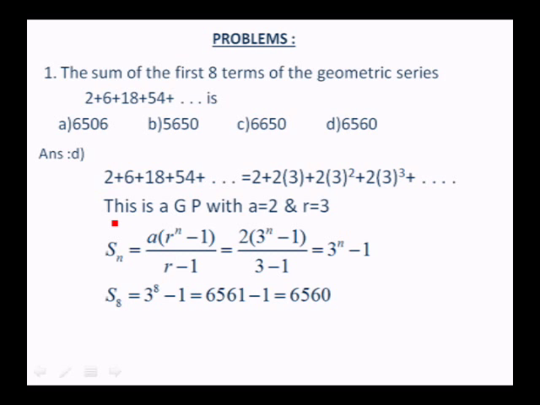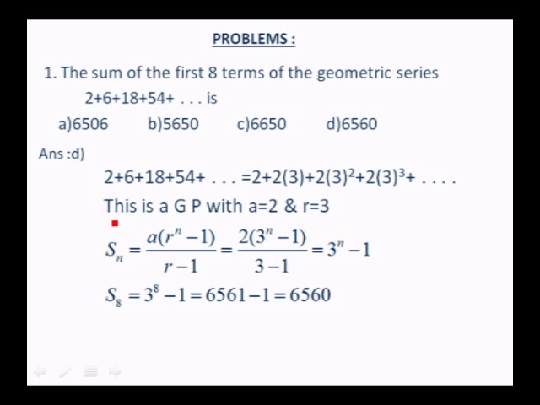So, 2 into (3 to the power of n minus 1) over (3 minus 1), that is 3 to the power of n minus 1. But I need the sum of the 8 terms. Therefore, put n is equal to 8 in the above formula. Sn is 3 to the power of n minus 1. So, S8 is 3 to the power of 8 minus 1, that is 6561 minus 1.